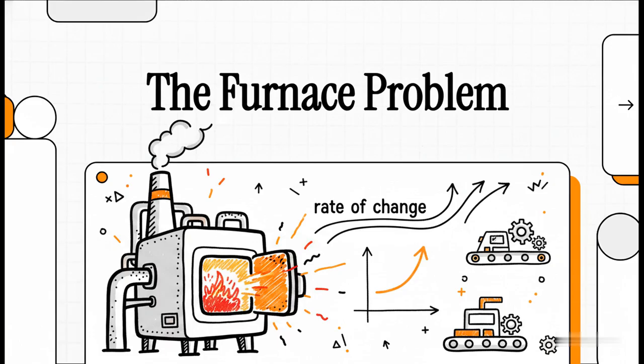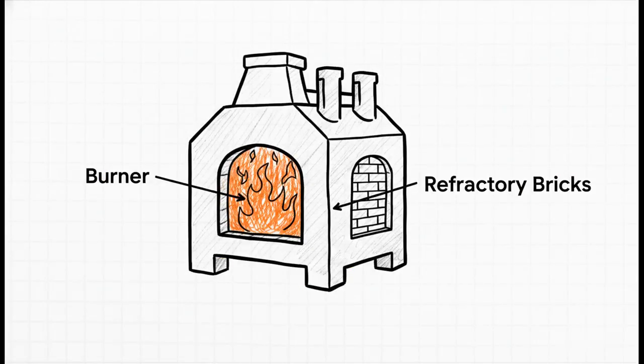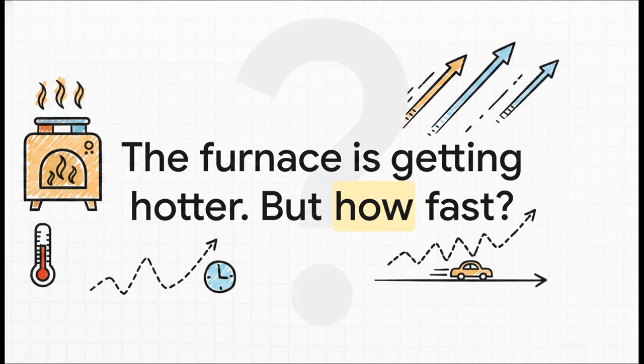Let's jump in. Okay, so first, let's get a look at our furnace. It's a pretty simple setup based on a diagram from our source. You've got the burner, that's what's making all the heat, and then you have these refractory bricks lining the whole thing. They're designed to take some serious temperature. But the most important thing for us, we have some real data from this thing, telling us exactly how it heats up over time.